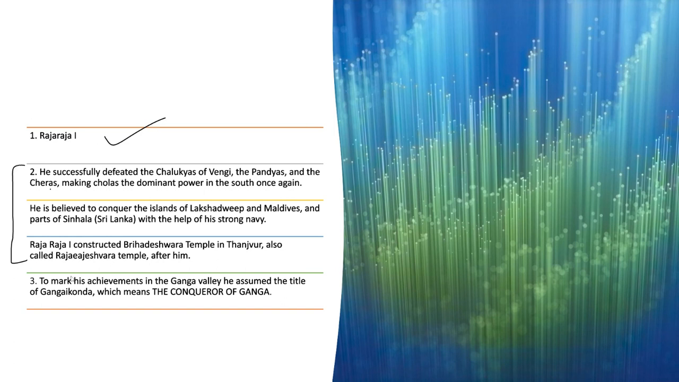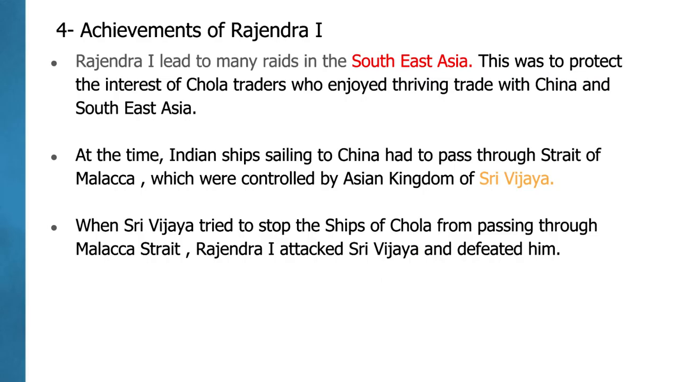Then answer number 3 is: to mark his achievements in Ganga Valley, he assumed the title of Gangai Konda, which means conqueror of Ganga. The fourth is the achievements of Rajendra I. Rajendra I led many raids in Southeast Asia.